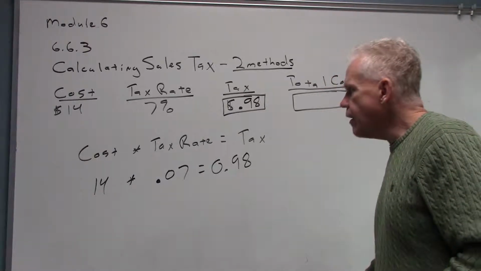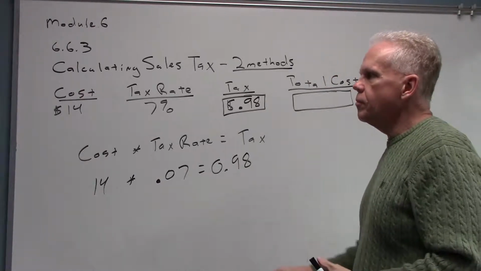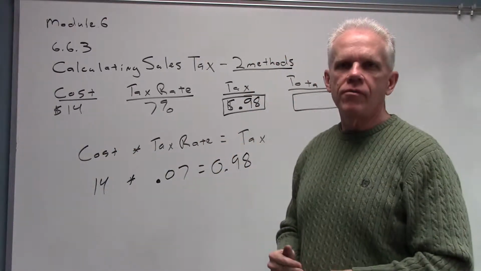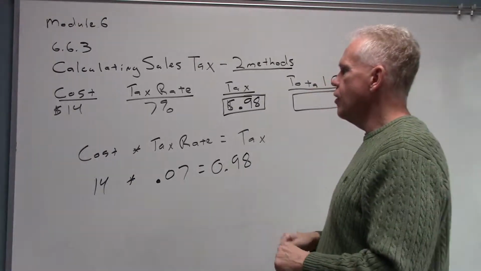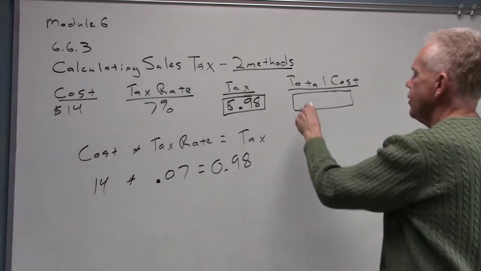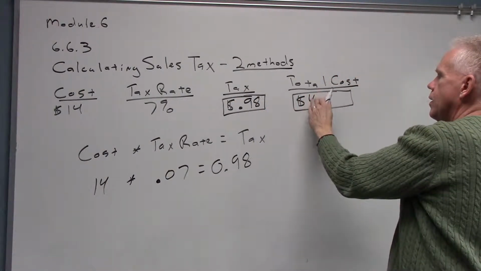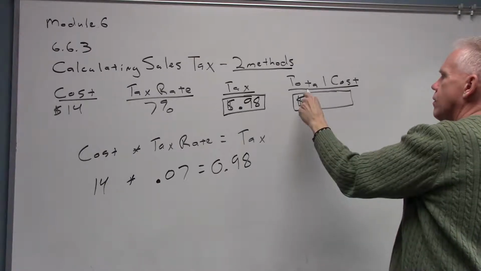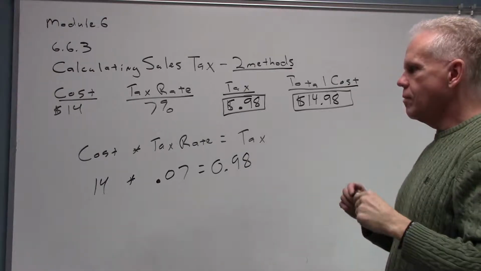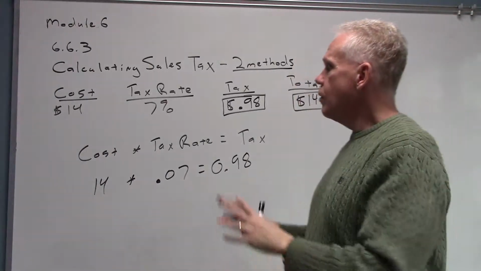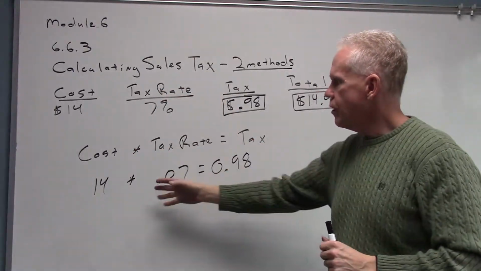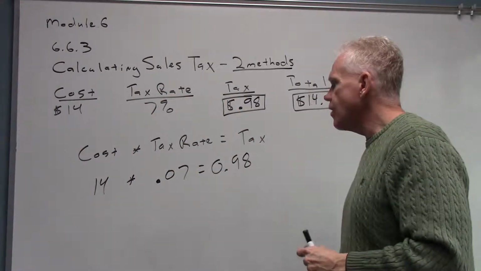Now to calculate my total cost, I simply take the cost of the item and add the tax. You always add tax to what you have to buy, right? So just catch hold of that. The total cost of this item is $14 plus 98 cents, which is $14.98. This is called the equation method, where we set up an equation and work it out to get our tax.